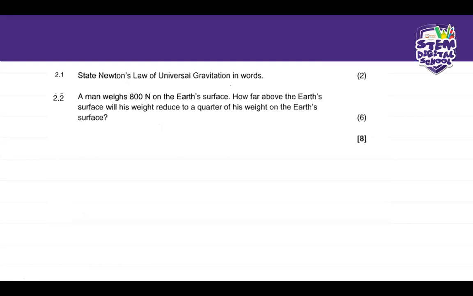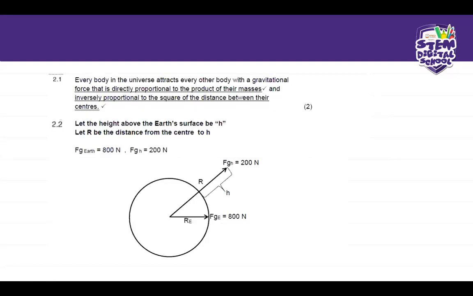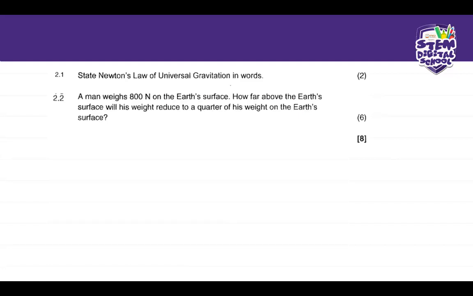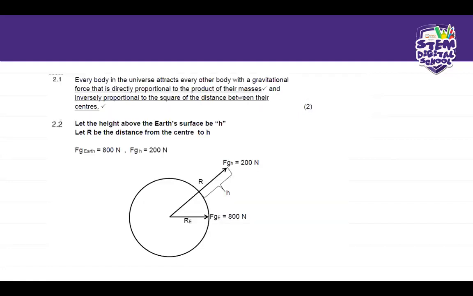Number 2.1 says, state Newton's law of universal gravitation in words. And number 2.2 says, a man weighs 800 Newton on Earth's surface. How far above the Earth's surface will the weight reduce to a quarter of his weight on the Earth's surface? So let's start with number 2.1: state Newton's law of universal gravitation in words.